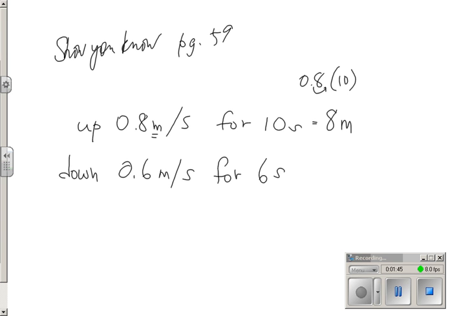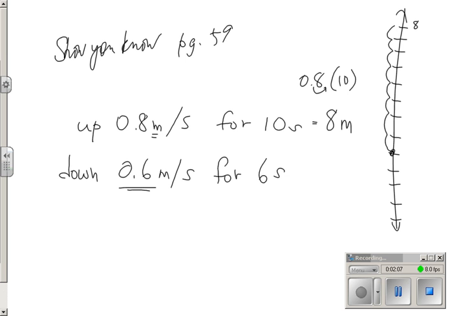I'll represent that on my number line. We'll start at 0 right here. So I went up 1, 2, 3, 4, 5, 6, 7, 8. I went up 8 meters. And then I went down 0.6 meters per second for 6 seconds. Again, the same process happens. So what is 0.6 times 6?